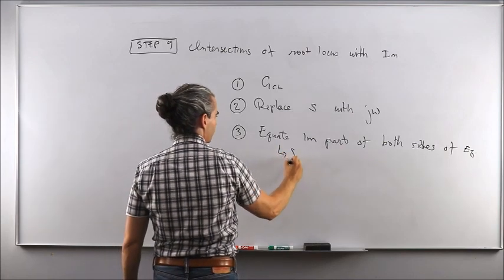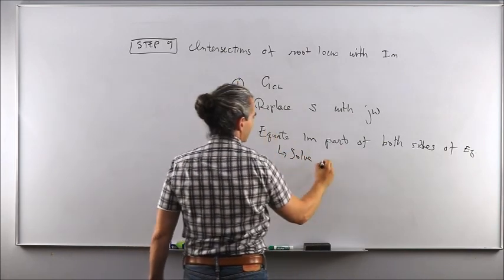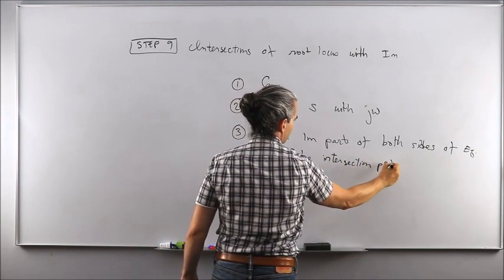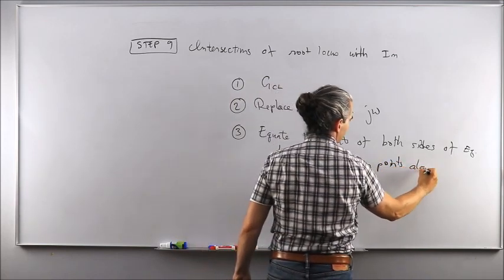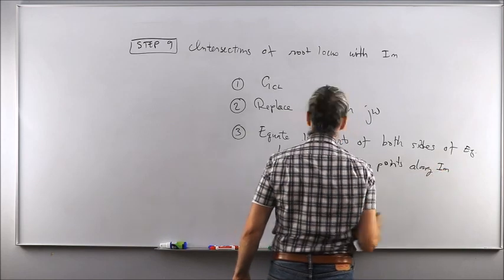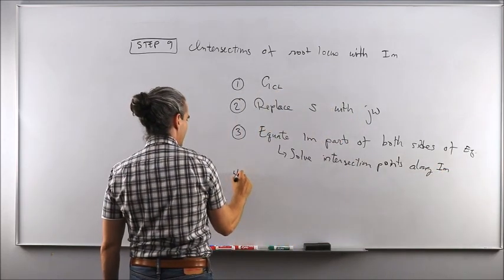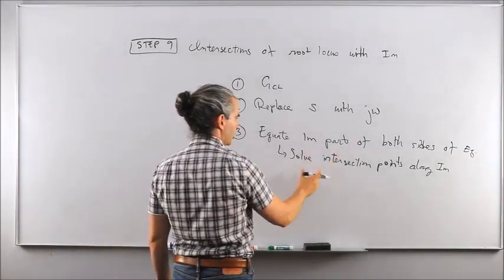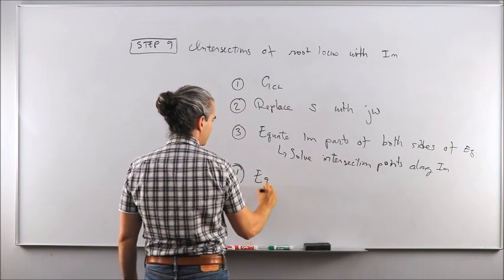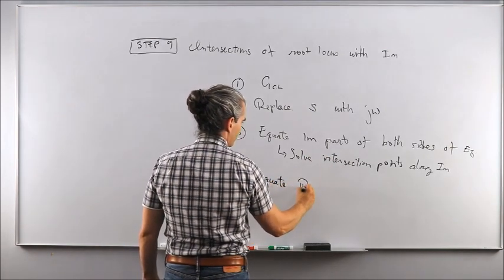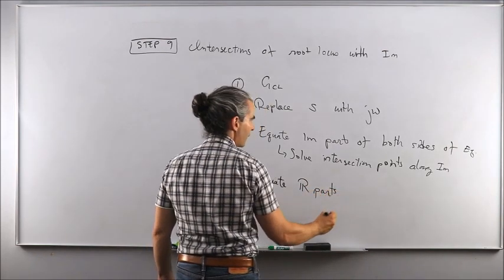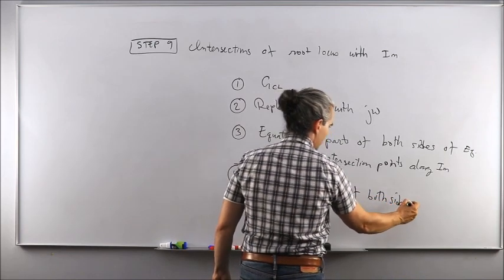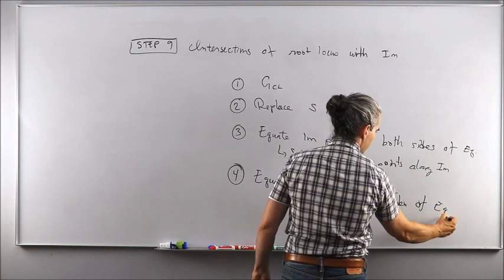And that would be to solve for the intersection points along the imaginary axis. If you are also interested in calculating the gain value that would make the poles intersect the imaginary axis at those specific points, then you also need to equate the real parts on both sides of the equation.